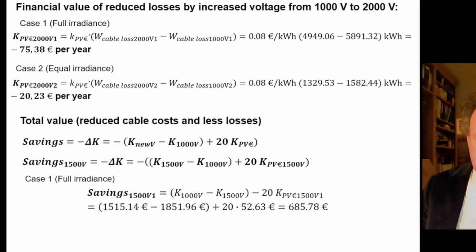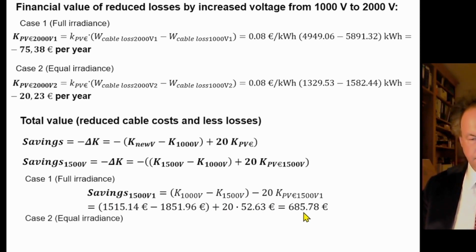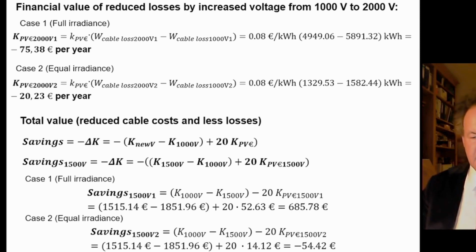Let's see. So we have here 1515 minus 1851.96 plus the negative value, plus the positive savings. We have here savings of 685 euros. For the equal irradiance, we have a negative difference here. So the saving is negative. We don't save anything. We have additional costs of 55.42 euro during the lifetime of 20 years.